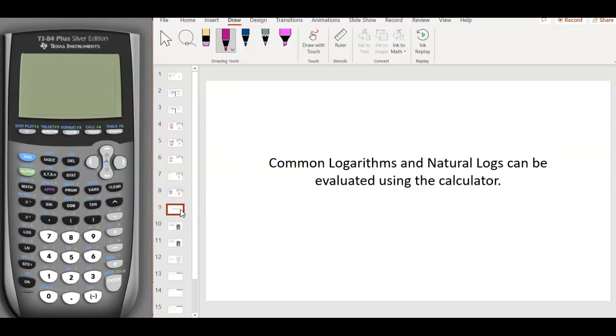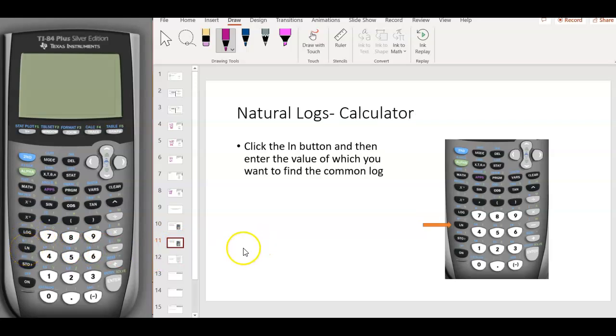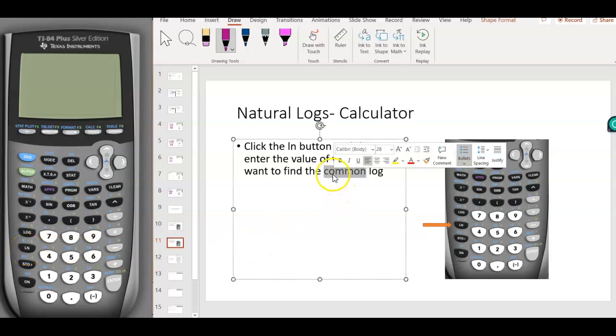Common logs and natural logs are interesting because they can be evaluated using the calculator, right? Notice that we have a button right here that says log, and that is the button that we use to find the value of a common log. We also have right under it this ln button, which is what we use when we want to find the value of the natural log.